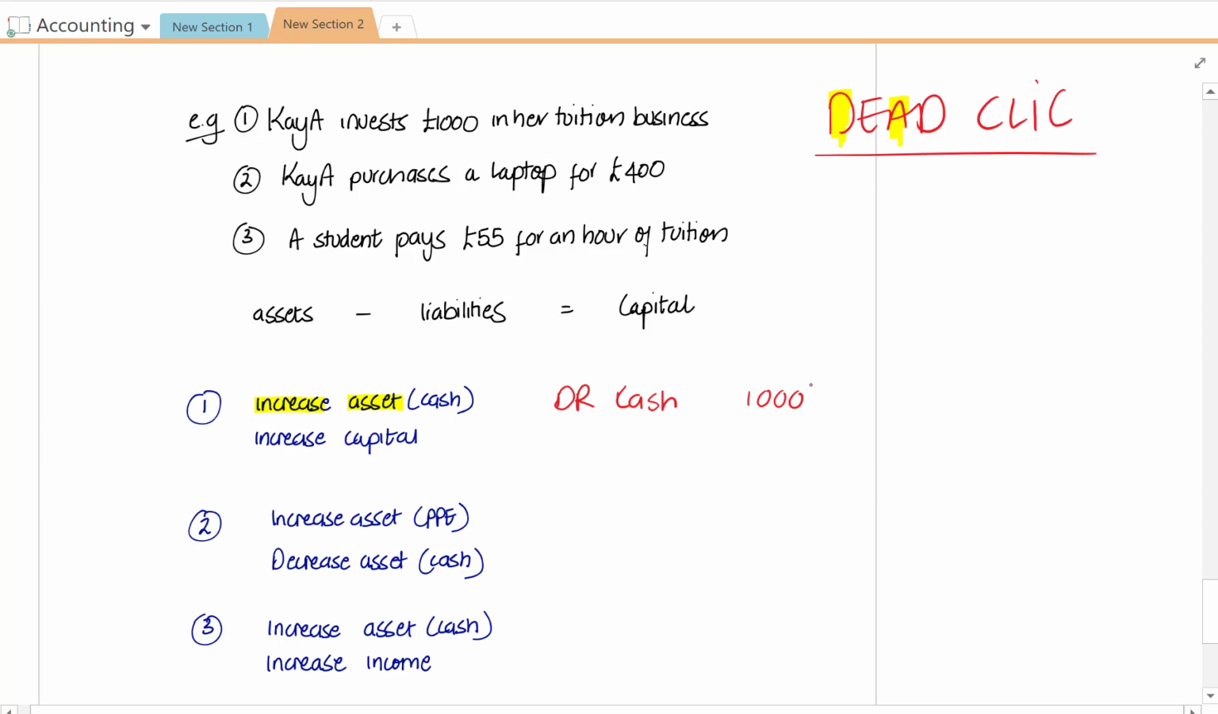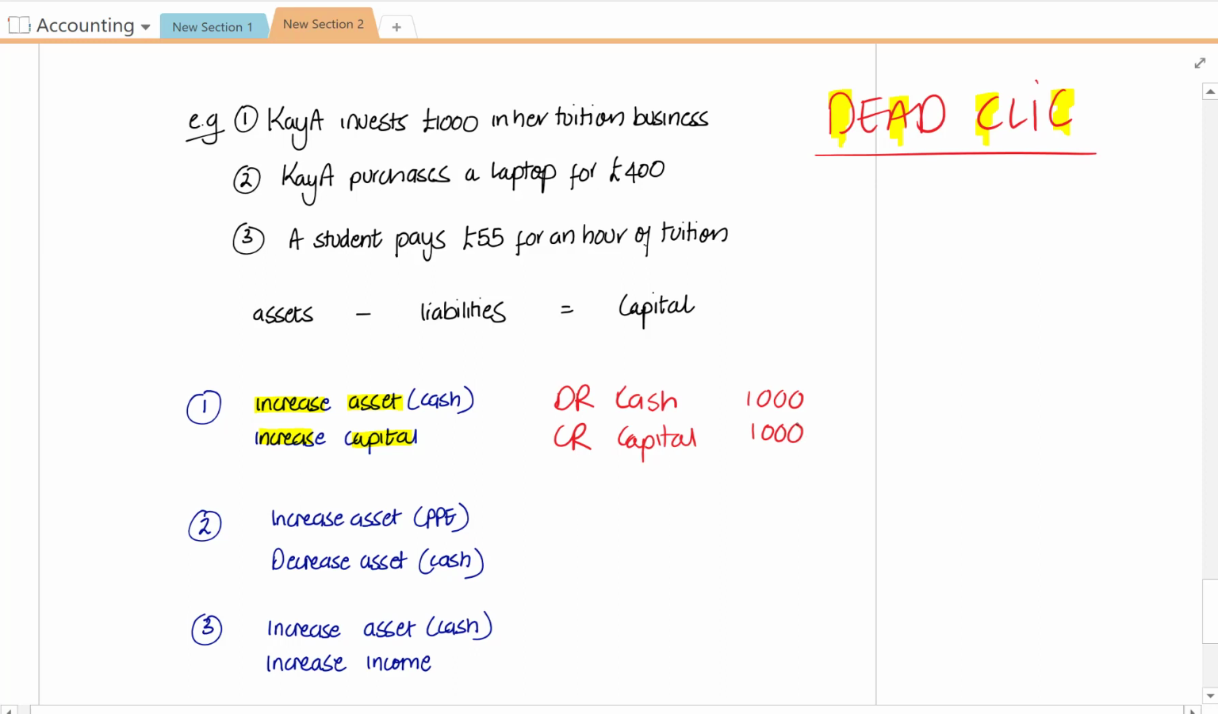We also said that there'll be an increase to capital. If we think about DEAD CLIC, we've got the C there for capital. We use the phrase credit to increase capital. So let's use CR as the abbreviation for credit, and I'm going to say credit capital 1,000.